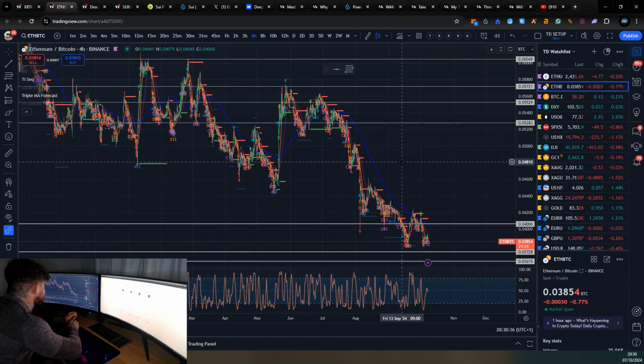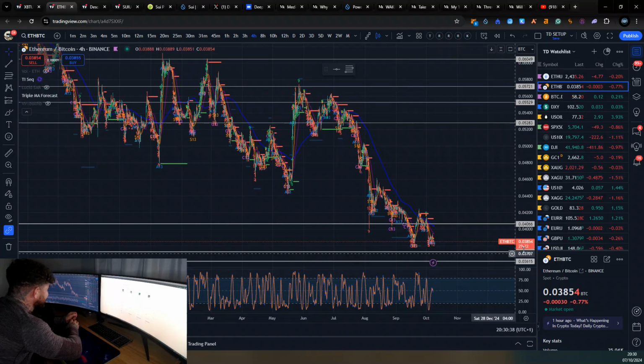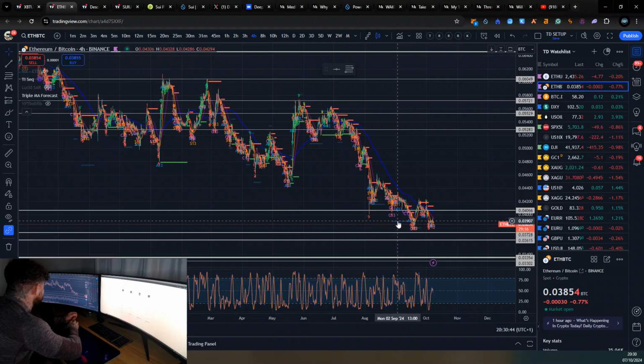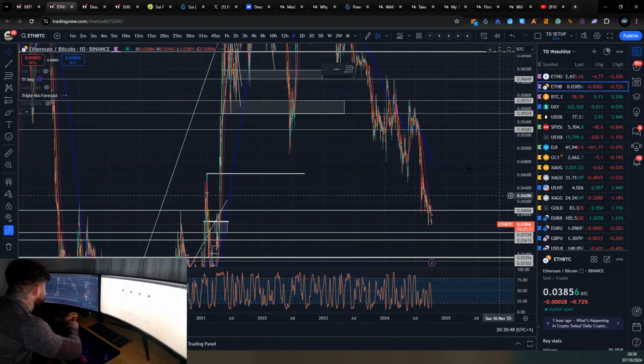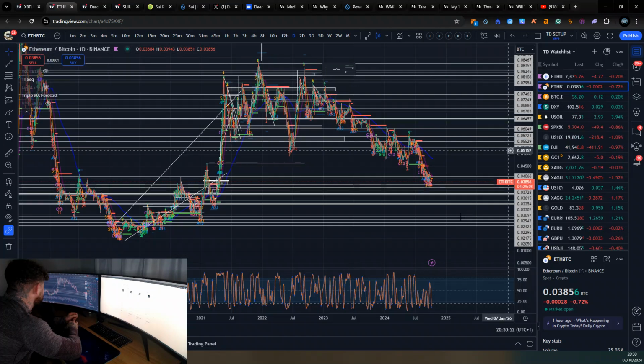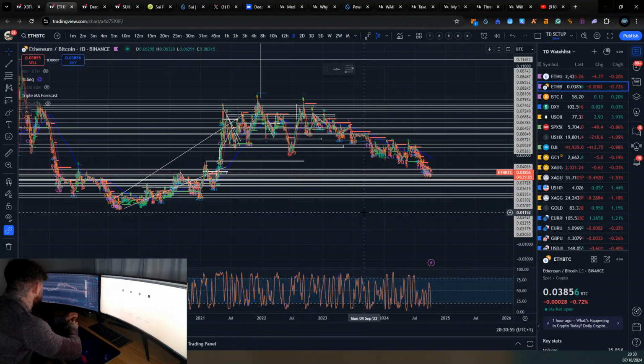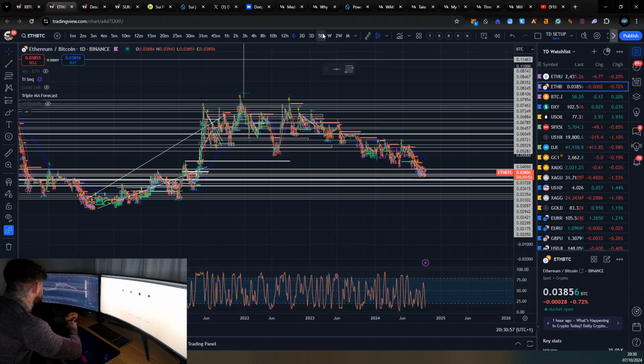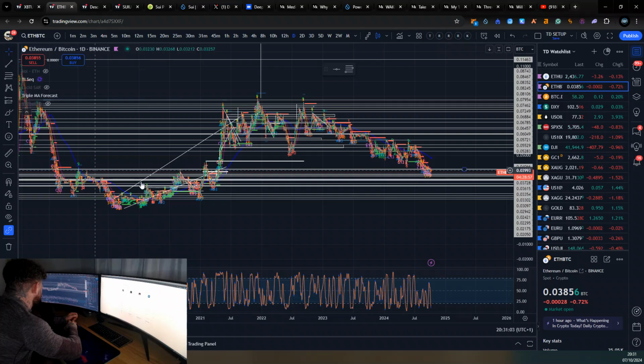This is obviously not the price of Ethereum. Ethereum's not trading at 4 cents. But yeah, as we can see, it is absolutely on its backside, so to speak. But what I will say in Ethereum's defense is that it is coming up to a very strong level of support here.